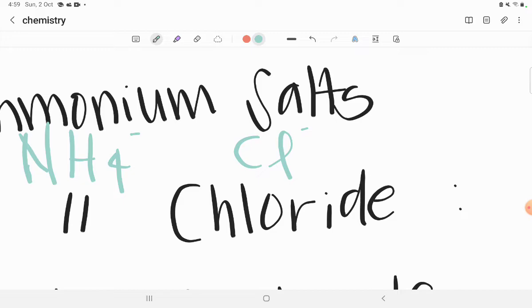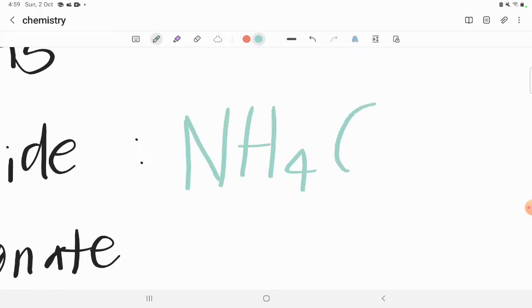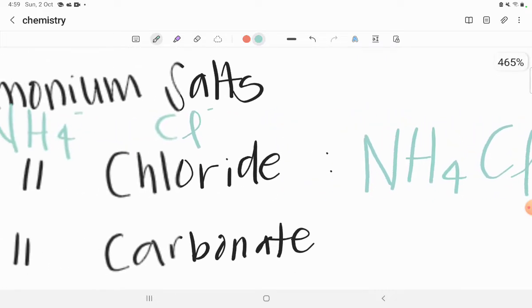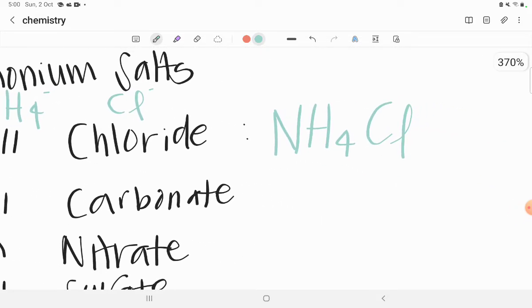Wait, what? Okay, my friend just texted ammonium chloride. Ammonium chloride, they put there as NH4Cl. So I'm not sure about the two negatives, unless... okay, I'm not sure, but let's just continue.